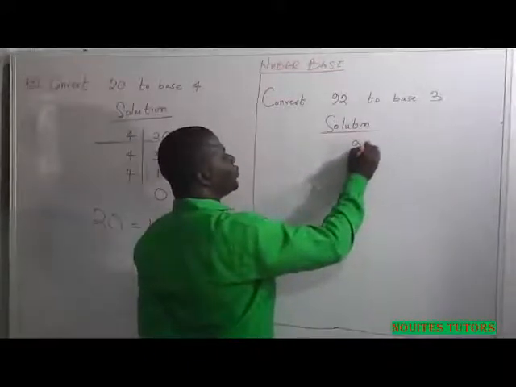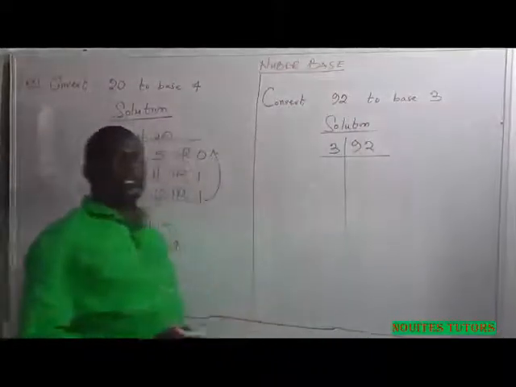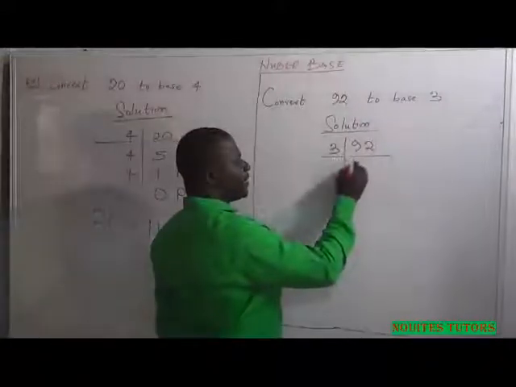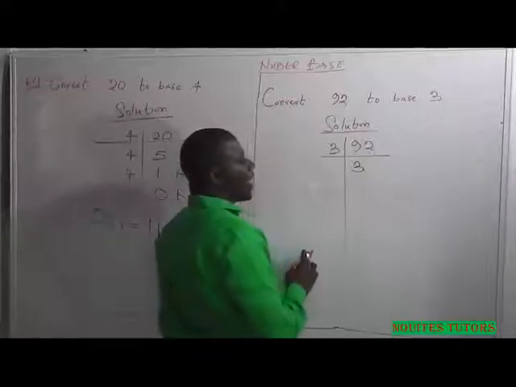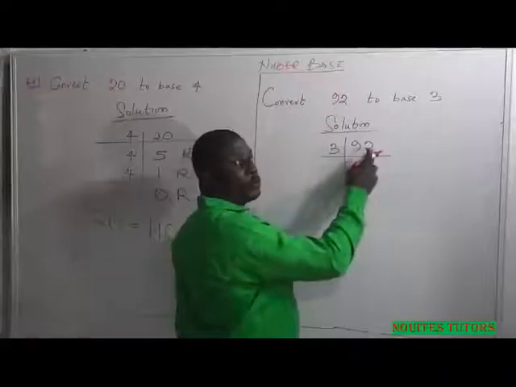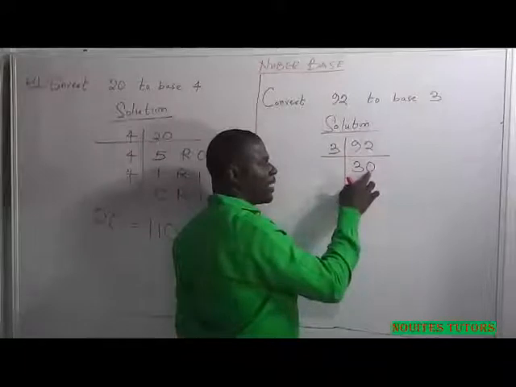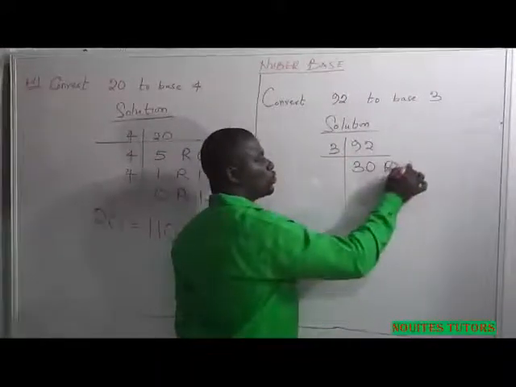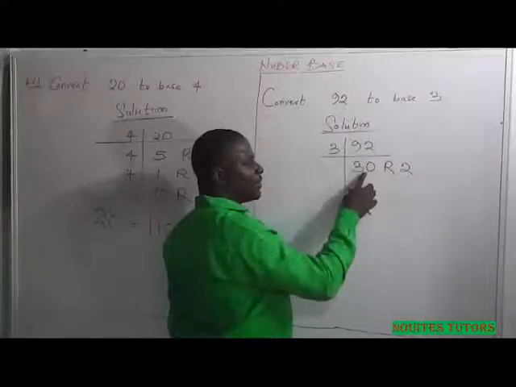So you have 92, you are converting it to base 3. So you want to say 3 in 92. So you first say 3 in 9 is 3. You get that? And because it's two numbers, you know 3 cannot go in 2. So you have to write 0, because 3 cannot go in 2. So you write 0, and that means it will remain 2. Remainder 2. 3 in 20 is 6, remainder 2.